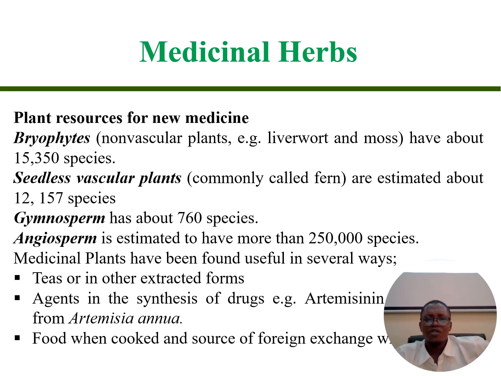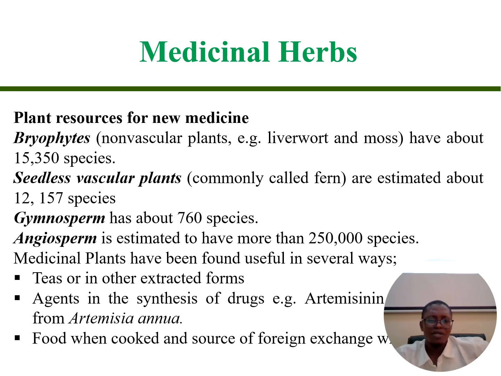We have resources for new medicine. Bryophytes are non-vascular plants. We have about 15,350 species of them. Also, we have seedless plants, which are ferns, and gymnosperms. Seedless plants, also commonly called ferns, are expected to be about 12,157 species, and gymnosperms have about 760 species, not overall, but the ones they have gotten new medical resources from.